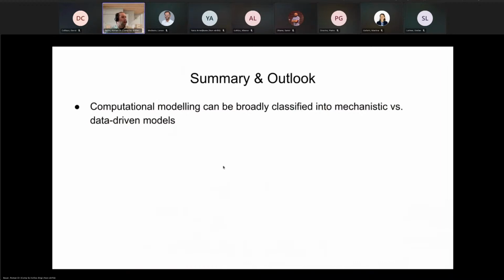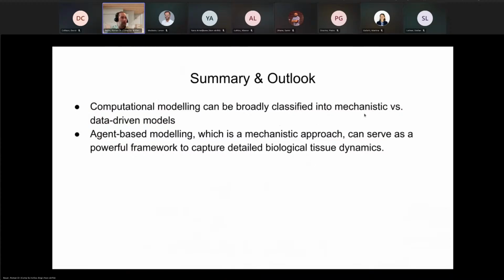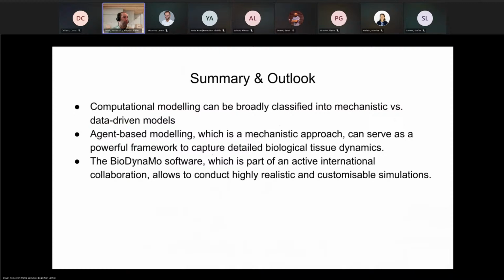And so to summarize, I would like to highlight that overall, we can see two extremes of a spectrum of computational approaches. One is mechanistic, model-based, and the other one is data-driven. Agent-based modeling is a mechanistic approach, and it can serve as a powerful framework to simulate self-organization and other types of biological tissue dynamics, including formation of biofilms and detachment. And we have created a software which is highly efficient and available as open source and which can be interfaced with other computational tools.